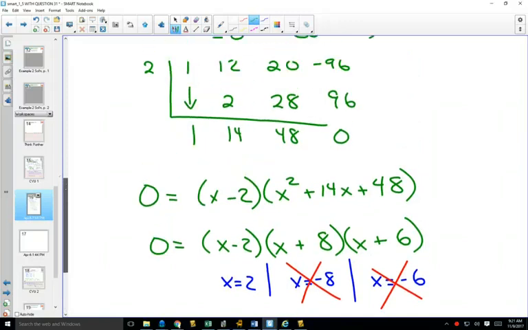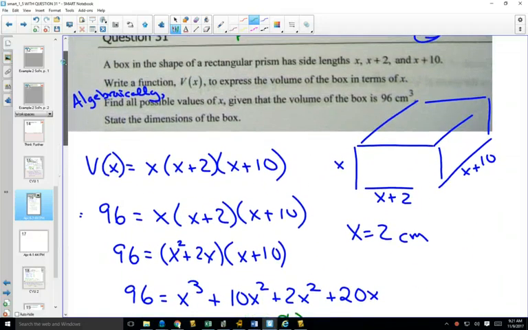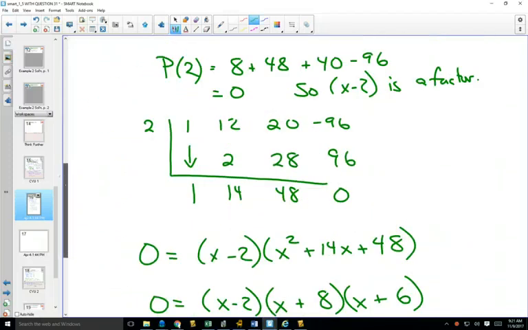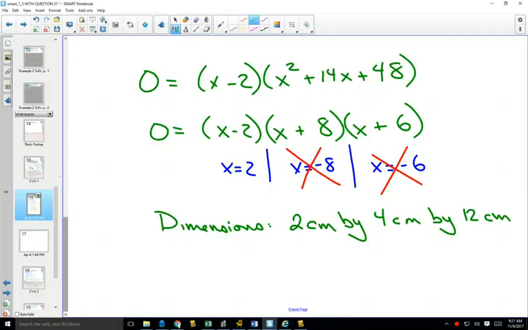Again, read your question over again. What were we trying to find? Have we answered everything? No, it says state the dimensions of the box. So our final thing, the dimensions are, and you have to include the units, 2 centimeters by, what was the next one? x plus 2? By 4 centimeters, and then x plus 10 by 12 centimeters. And that's what you would need to get full marks on this.